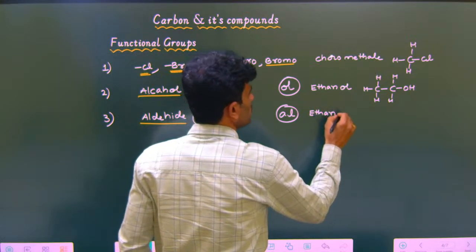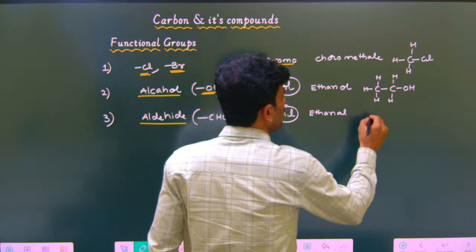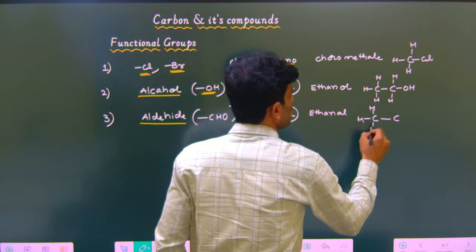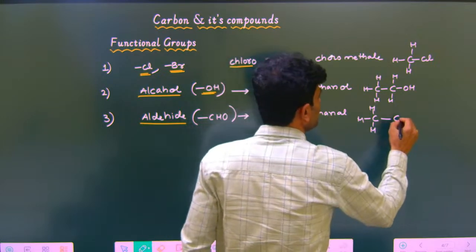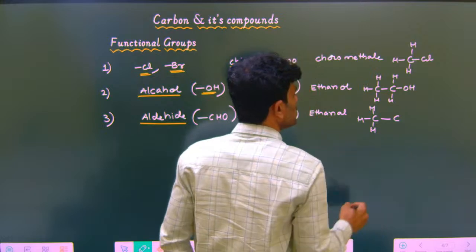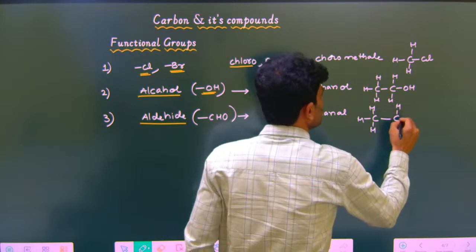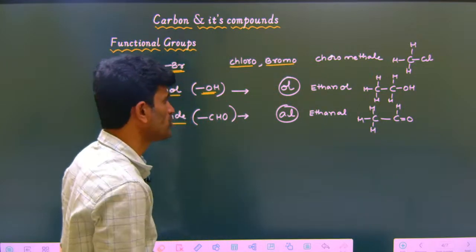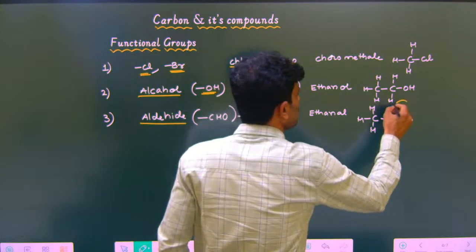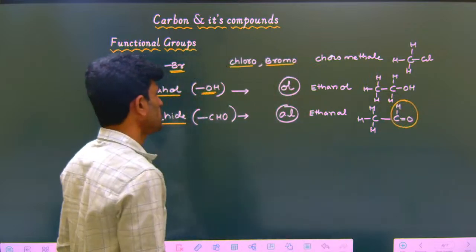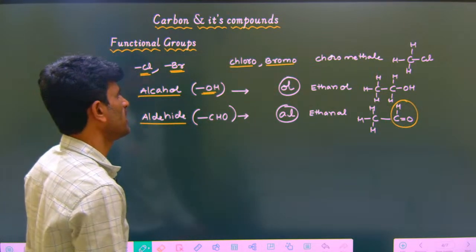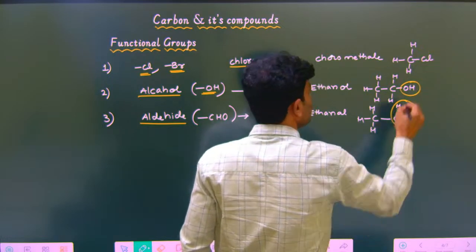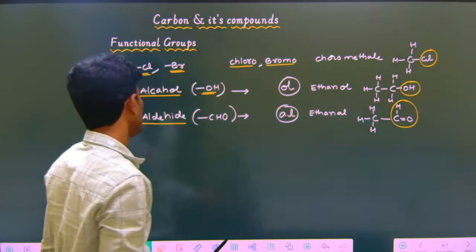Similarly, if you want to draw propanol, then what? Two carbons, hydrogens, as it is as ethane. But here what? Already here we wrote CHO. Here one H, here double bond O. So instead of hydrogen, we have brought CHO in the place of hydrogen. So this is what? CHO group, aldehyde group. So if it is there like that, we write Al at last. This is about aldehyde group.